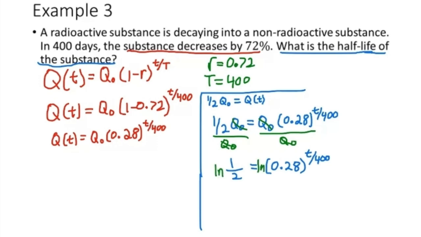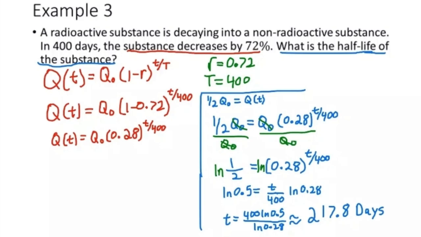Apply the natural log to both sides, use the power rule on the right-hand side, and I converted the 1/2 to a decimal. Multiply both sides by 400 and divide both sides by the natural log of 0.28, and we get t equals 400 times the natural log of 0.5 over the natural log of 0.28. And if we throw that into the calculator, we get approximately 217.8 days as the half-life of our substance.